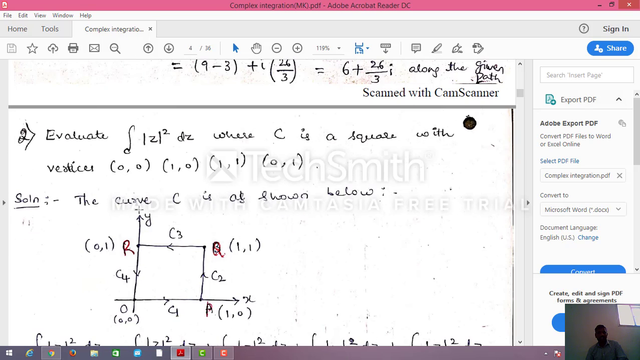See, we are drawing the graph for this. This is the y-axis and this is the x-axis. We are placing the points. This is 0, 0, and this is the 1, 0 point, and this one should be 1, 1, and this one should be 0, 1. So we are getting a square type graph. First I'm moving from O to P, next P to Q, next Q to R, then R to O. So we are splitting this integral into 4.